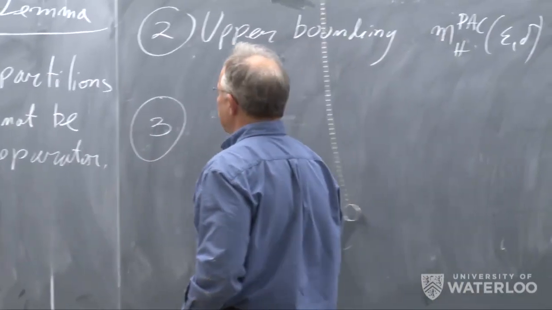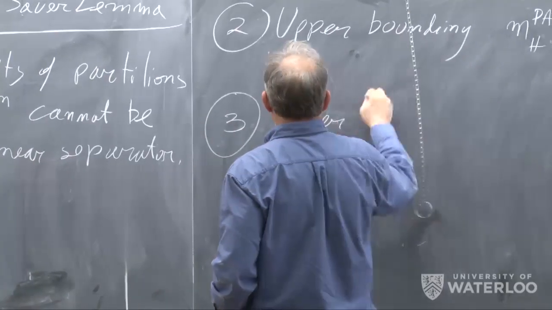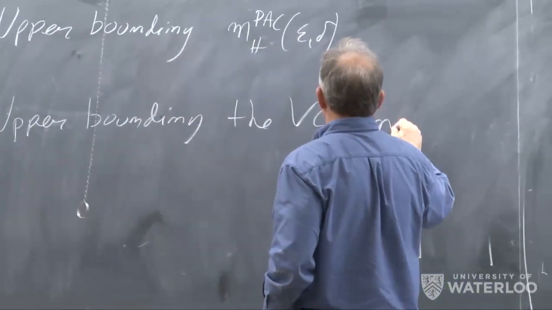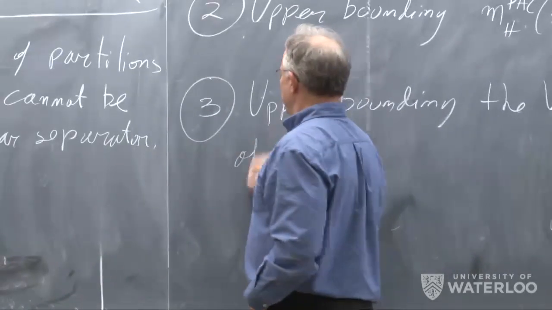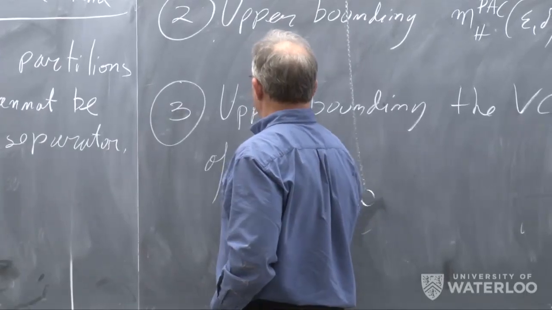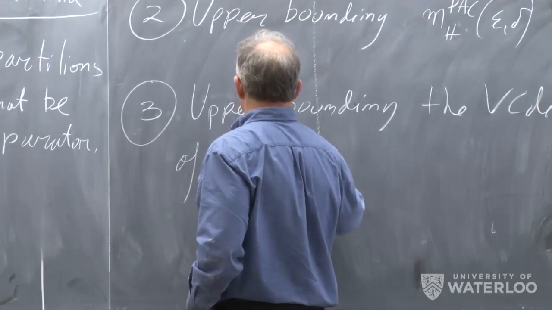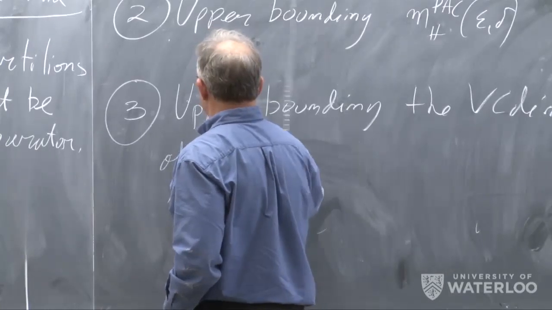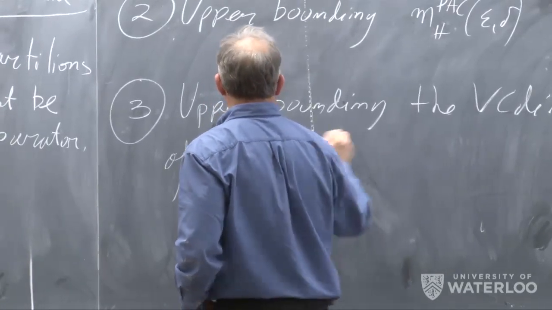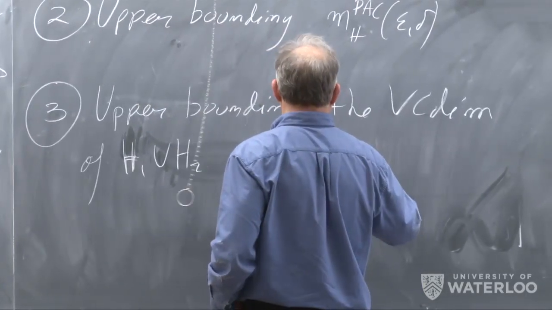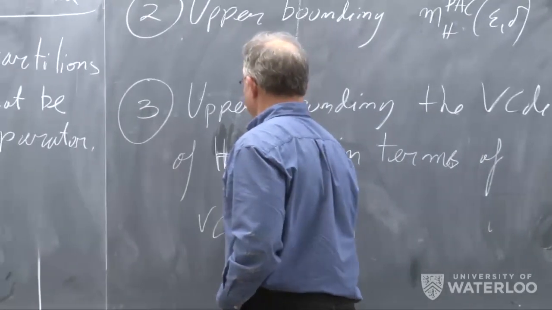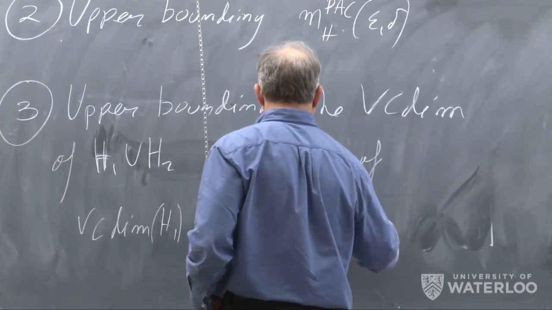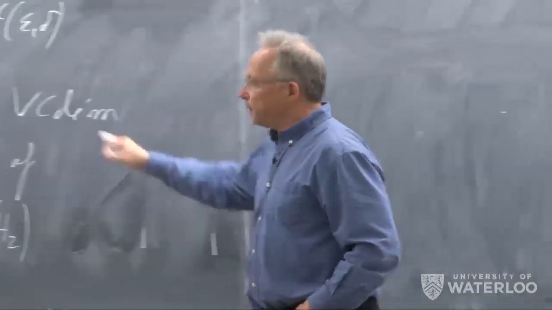So what I'm saying is that we get here upper bounding the VC dimension of, say, combinations of, or more concretely, of H1 union H2 in terms of the VC dimension of H1 and the VC dimension of H2. And there will be other such combinations.